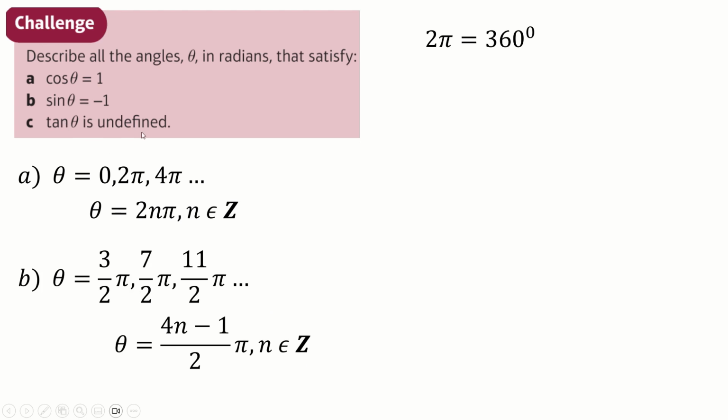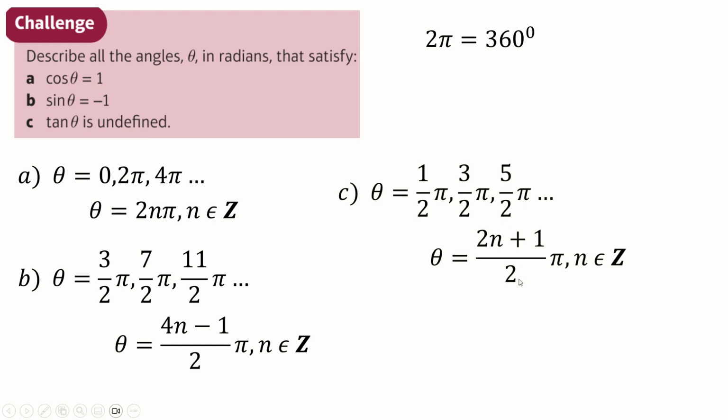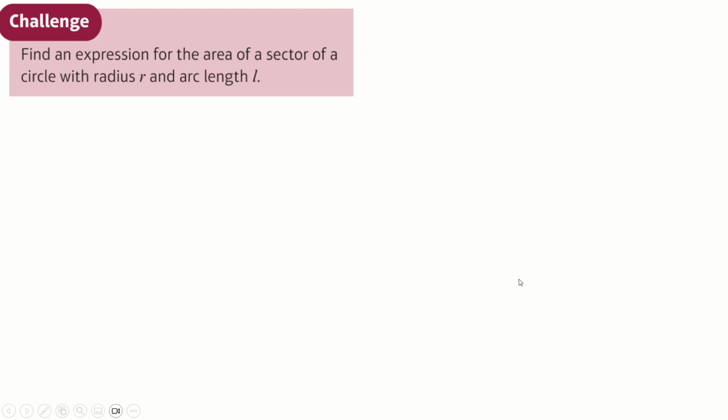And tan theta is undefined. That happens when cos theta is 0, because it's obviously sine divided by cos. So that's going to be pi over 2, and then you add just pi every time because you add 180 every time for tan, so just add pi a bunch of times, and then these are just all the odd numbers. So I just wrote it like this. And I think that's good enough for the first question.